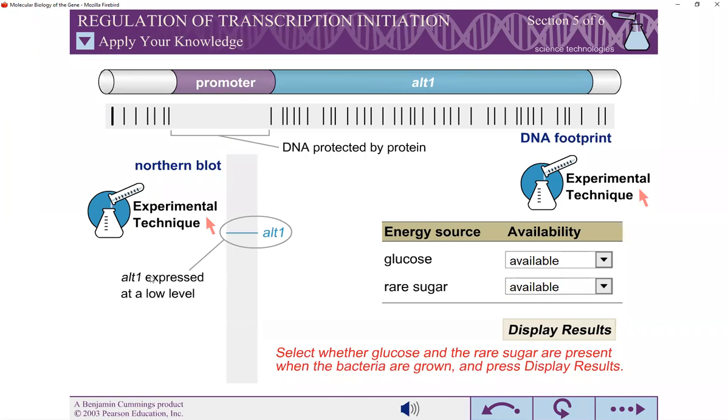So here, ALT1 will be expressed at a very low level, and this low level will be referred to as the basal level of transcript. It is going to be expressed at a very low level called the basal level of transcript.